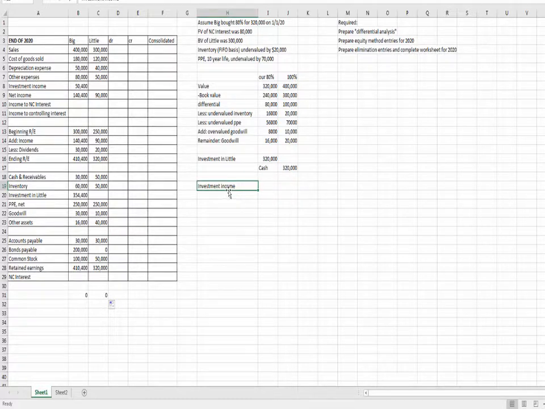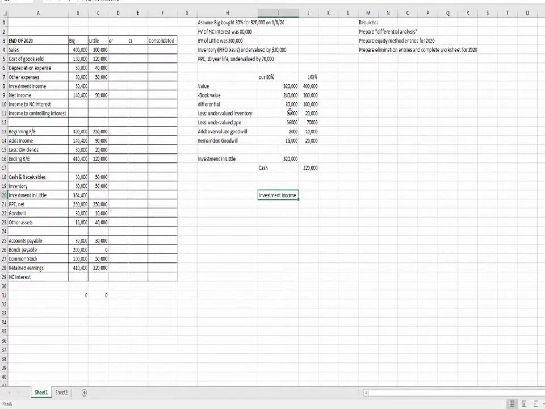So first, our investment income is a credit, obviously. We debit our investment in Little, and again, it's going to be our share, 80% of Little's reported earnings, $72,000. I just copy that. Dividends. We receive 80% of the dividends that Little declared. And again, looking at the worksheet, right dead center in the Little column, you see dividends they declared and paid, 20,000. We would have received 16,000. That reduces our investment in Little.